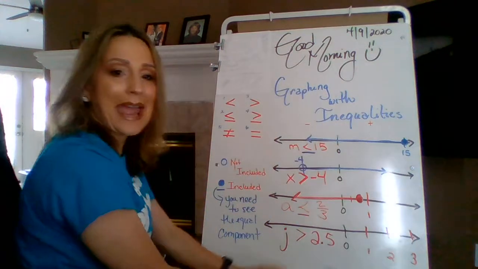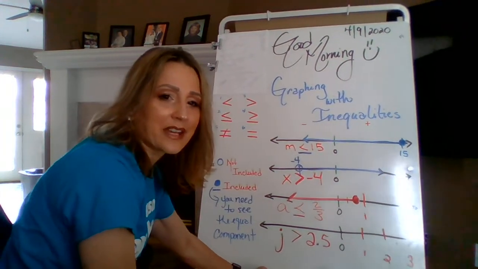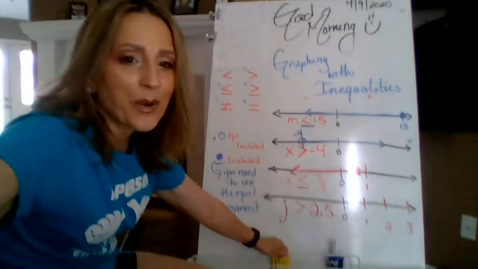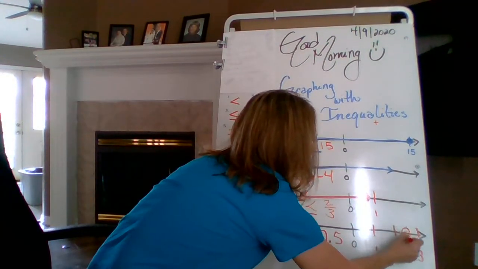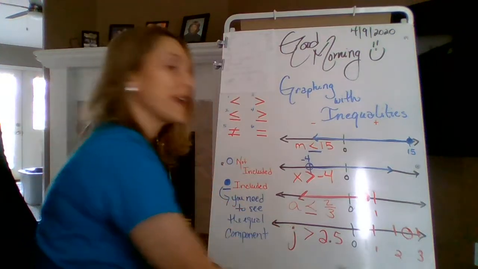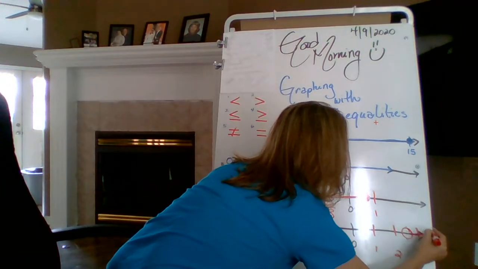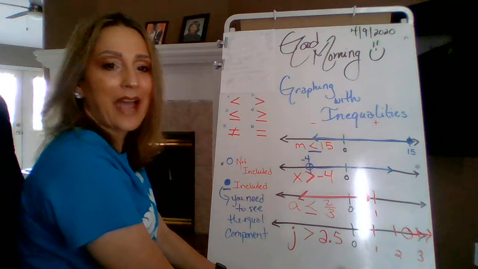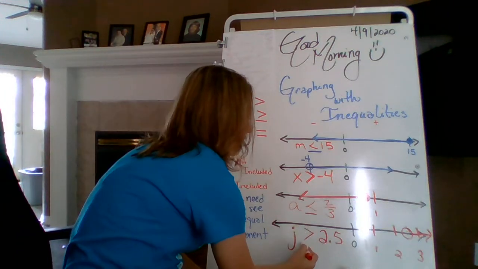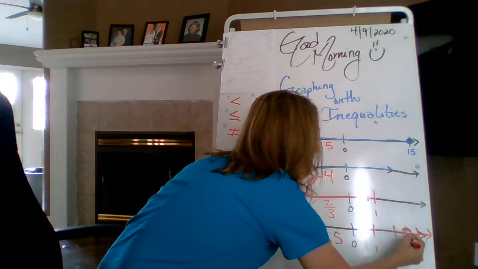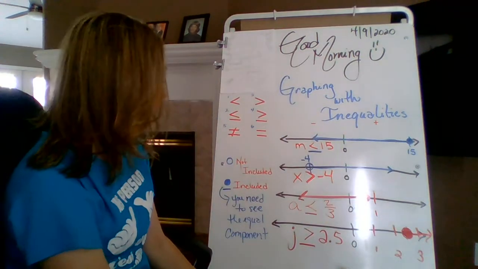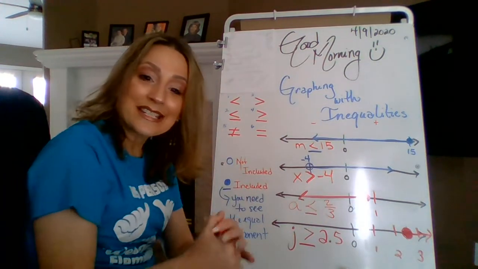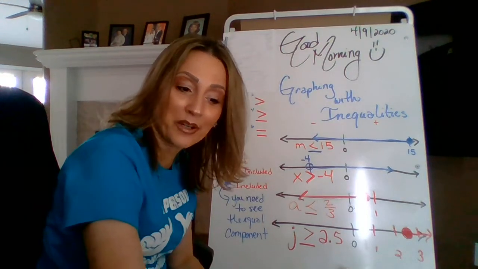I'll break that up into halves. Oops, sunlight there. I'll break that up into half. I'll then say 2.5 is located here, and I need anything greater, so I'm going to go out to my right and extend my line with my arrow. If it had said equal, I would then just fill in the circle. All right, so that is graphing inequalities on a number line.